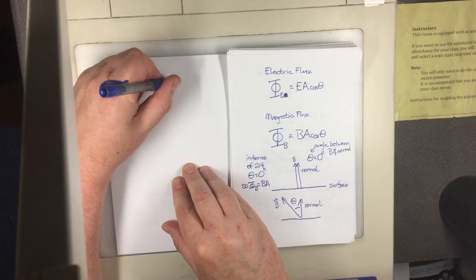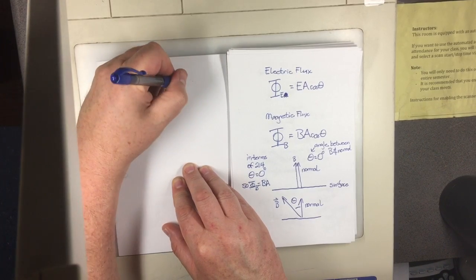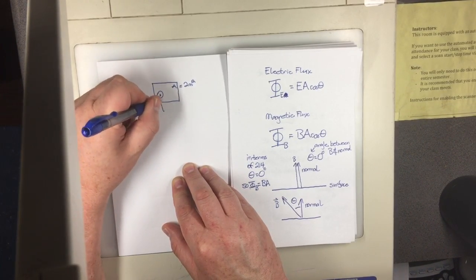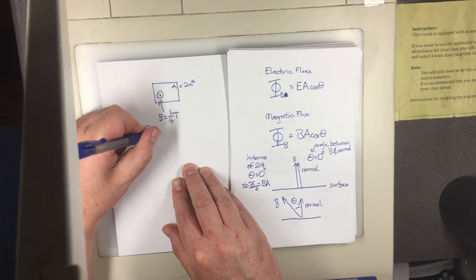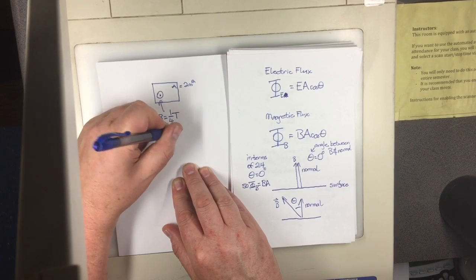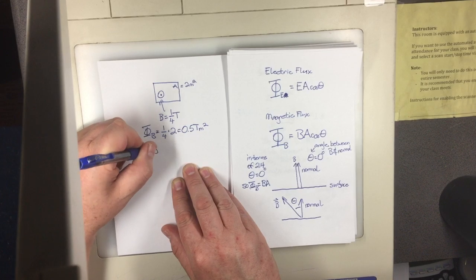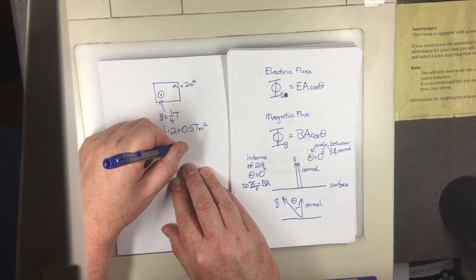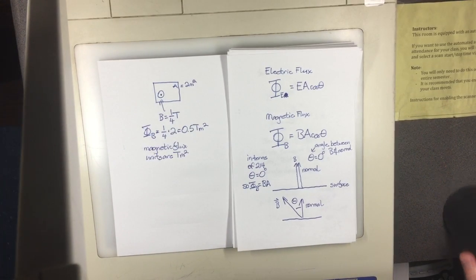If I had an area A and there was a B field out of the page, and let's say the area was 2 square meters and the B field was 1/4 Tesla, the magnetic flux would simply be B, 1/4, times 2, or 0.5 Tesla meters squared. So magnetic flux units are Tesla meter squared. There's no cute word for that. It's just Tesla meter squared, and that's it.